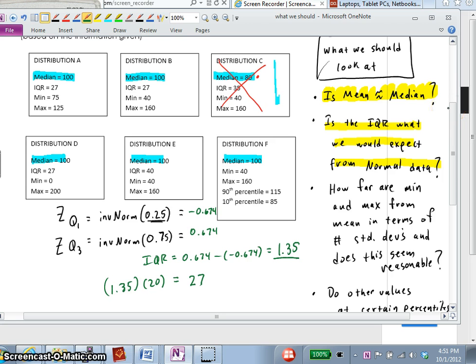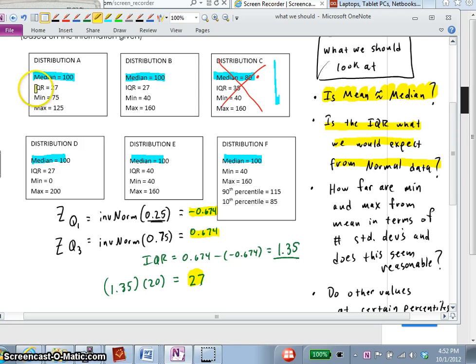I could have alternatively found Q1 and Q3 the way we did in class, set Q1 equal to 13.5 less than the median, and Q3 equal to 13.5 more than the median, and solve those equations. But the point is the IQR is 27. Let's see if that's true.